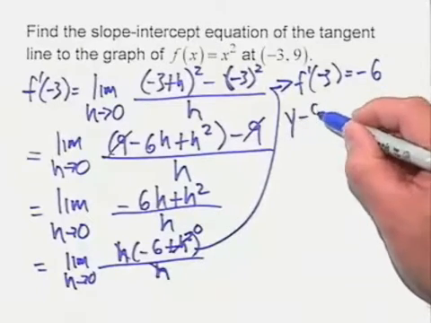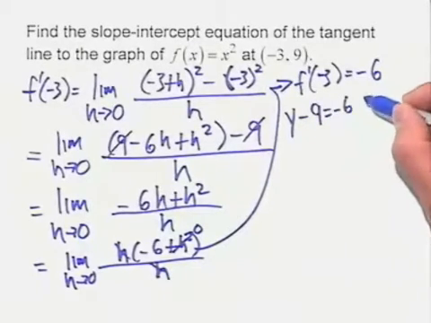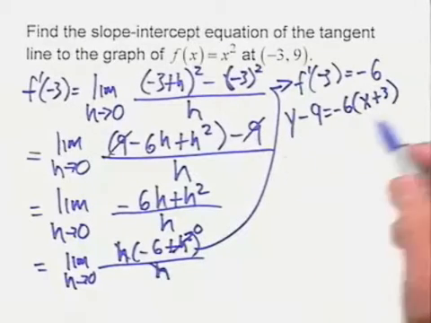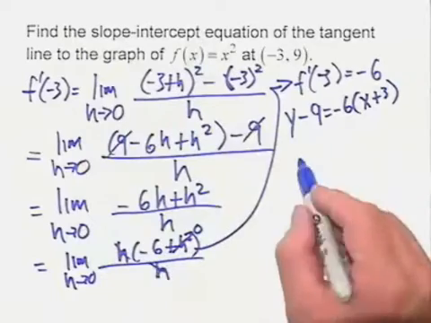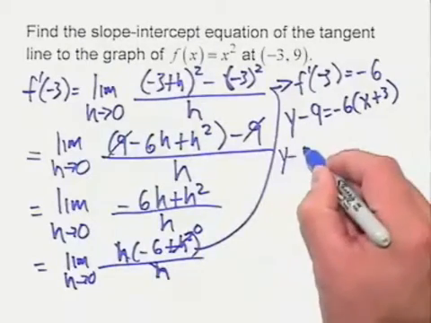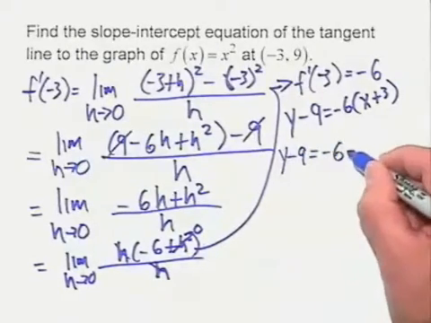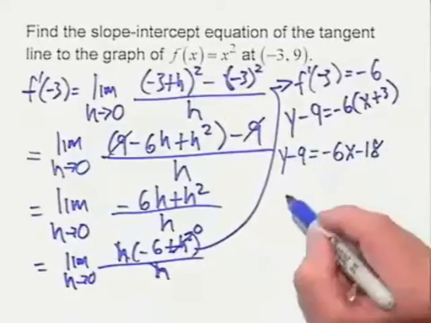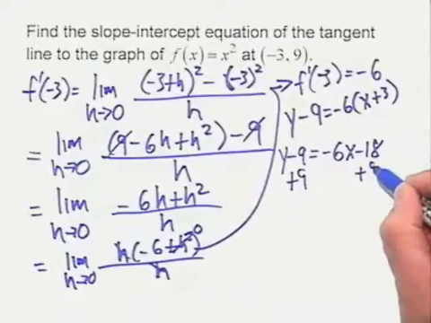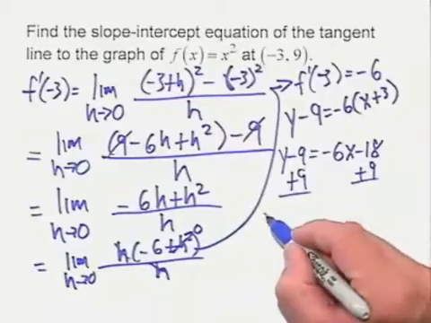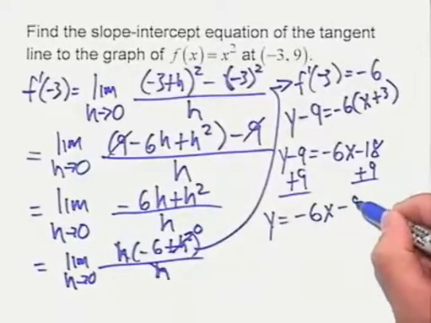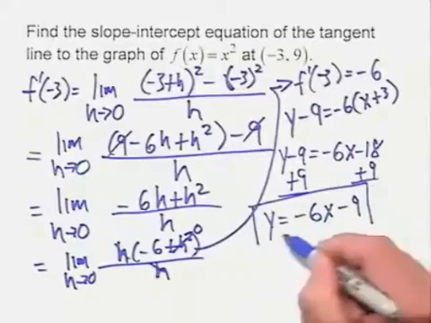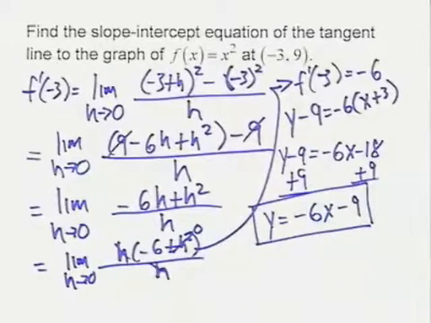Y minus 9 is equal to our slope, -6 times x minus a negative 3, or simply x plus 3, and there's our equation. Now our job is to get this in slope-intercept form, and so from this we get y minus 9 is equal to -6x minus 18. We'll simply add 9 to both sides, and from this we come up with the equation y is equal to -6x minus 9. And this is the equation in slope-intercept form of our tangent line.